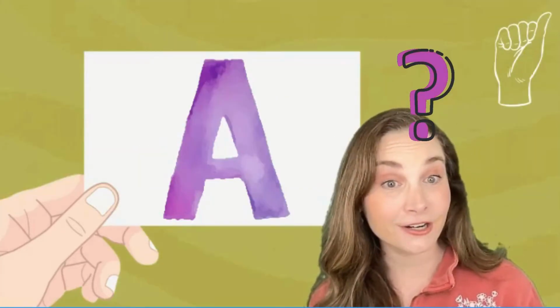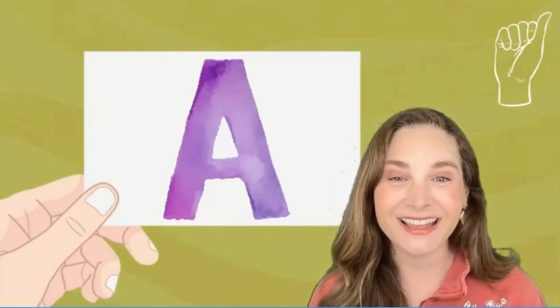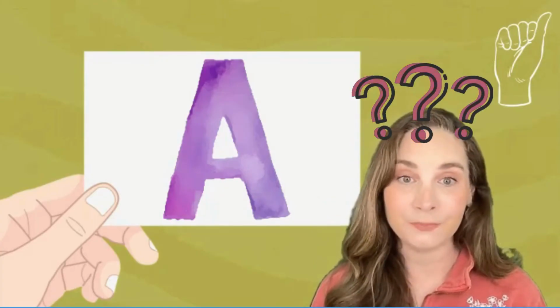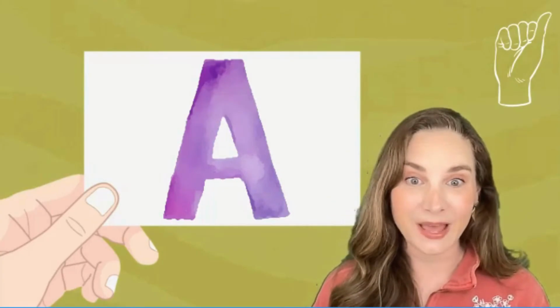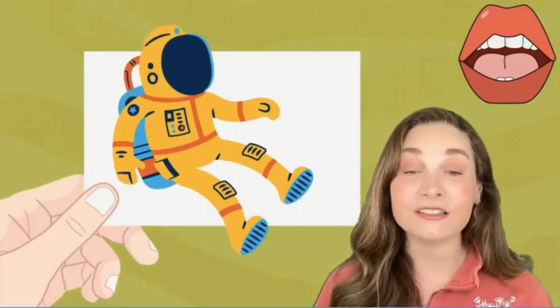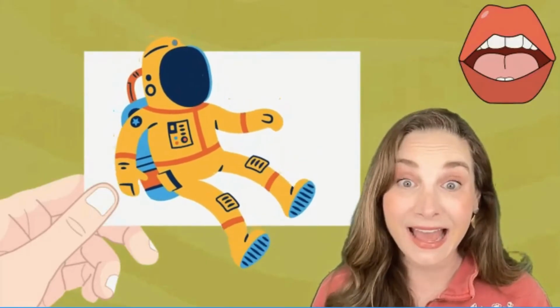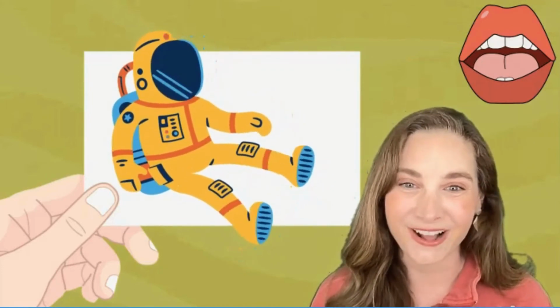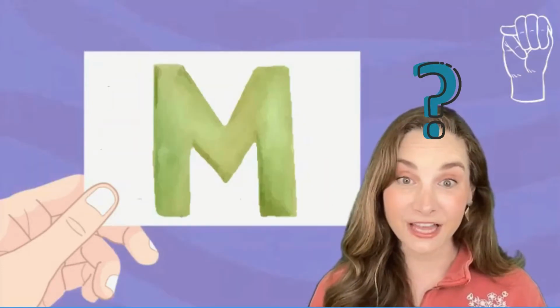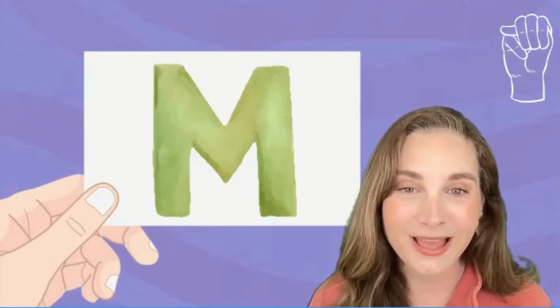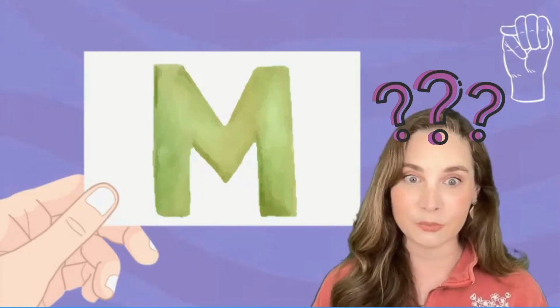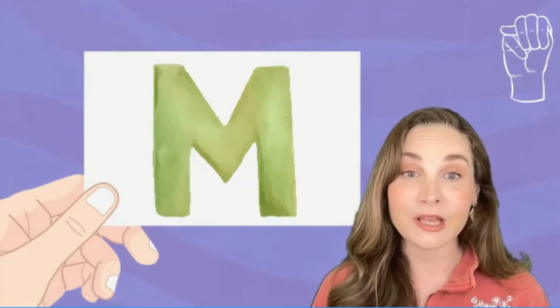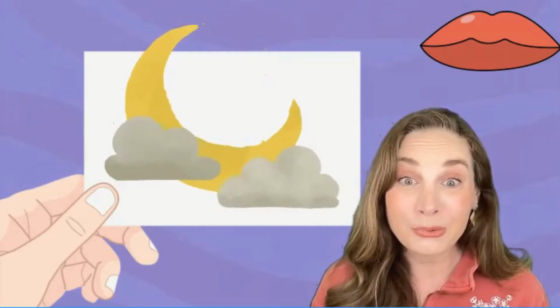This is the letter A. And what does the letter A spell? The letter A spells ah, like in the beginning of the word astronaut. This is the letter M. And what does the letter M spell? The letter M spells mm, like in the beginning of the word moon.